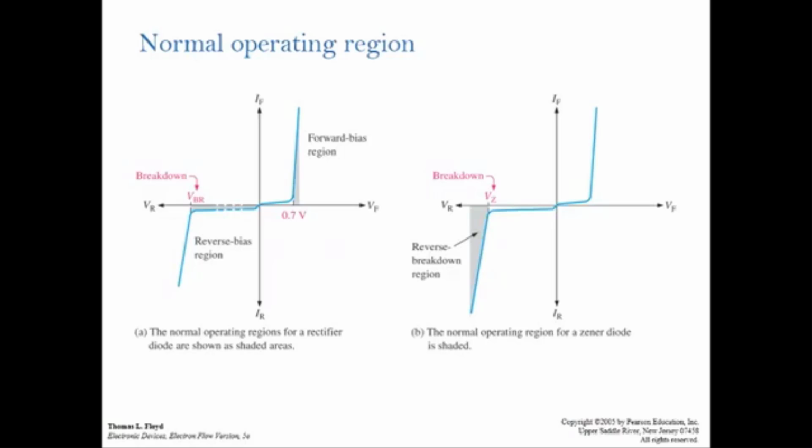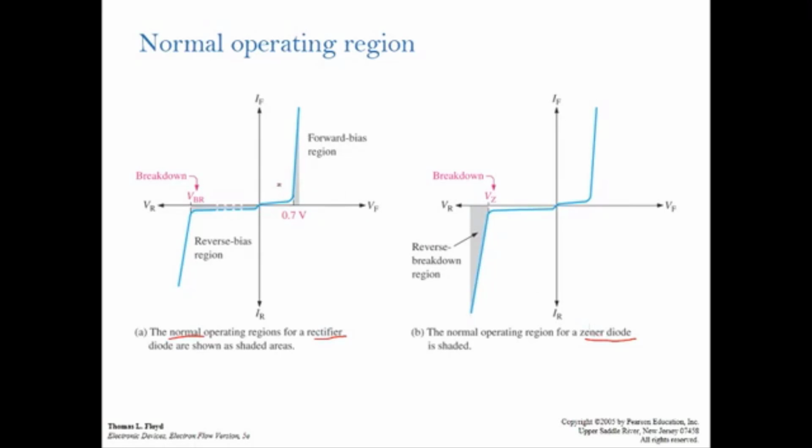The difference between the normal diode on the left side and the Zener diode on the right side. This is the normal diode, here we call it the rectifier diode. The diode that is used as a rectifier is the normal diode, while the Zener diode is used as a voltage regulator.